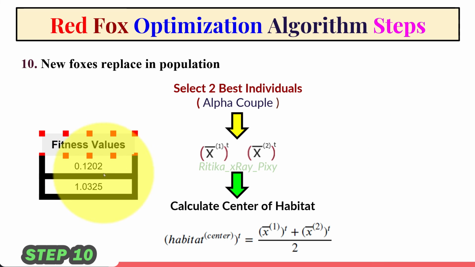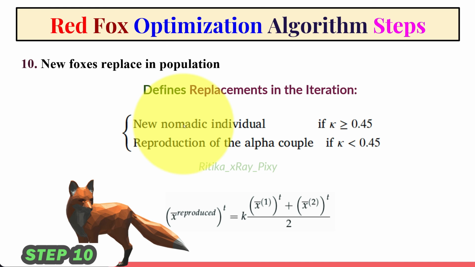Now we will replace the new foxes. Why? Because we need to balance the population. So as we remove the worst solution from the population, now we need to balance the population. So we will replace them with the new individuals, that is the new solutions. Now how we will generate new solutions? Now here we have two cases. Now when we are doing the replacement of the new individuals, we have here two cases.